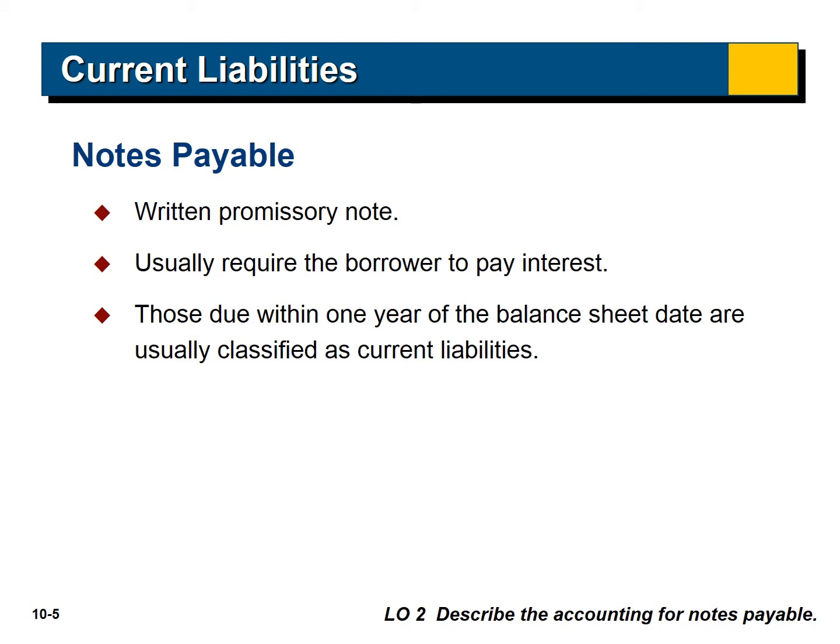Notes payable, well, we talked a little bit before. You might remember talking about accounts receivable and notes receivable. It's very similar. We have notes payable and accounts payable. So notes payable is just more formal. It's a written promissory note. Say we borrow money from a bank and you owe it back, usually with interest. And those due within 1 year are typically classified as current liabilities. Otherwise, if they're due in more, say 5 years, 10 years, then they're going to be a non-current or long-term liability.